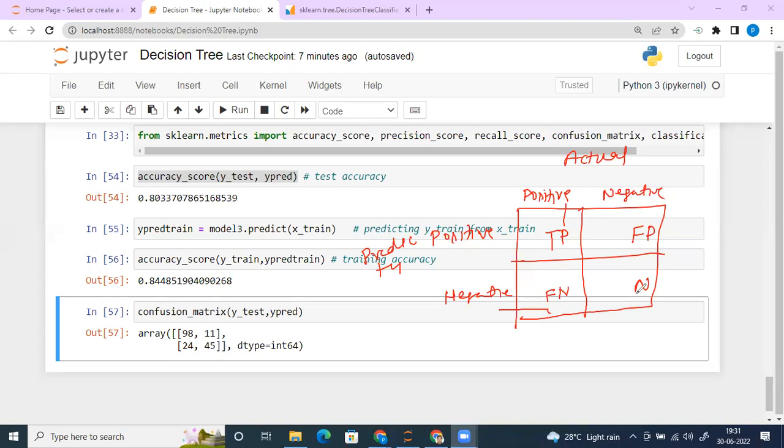Now come here, everyone. What is this negative? Your machine learning model is saying negative, and in actual it is also negative. Both are matching, so we call it true negative. True positive and true negative are your correct predictions. The diagonal, whatever you are seeing, these are your correct predictions.